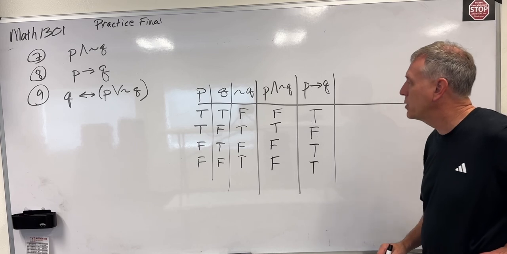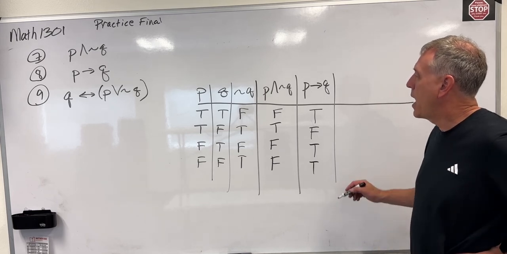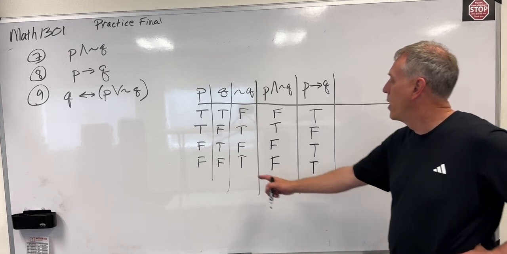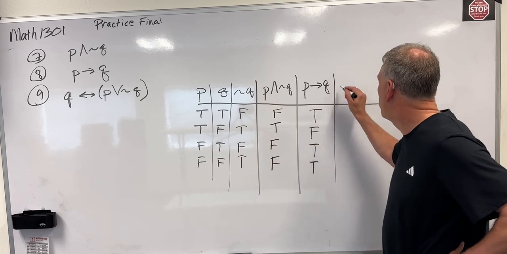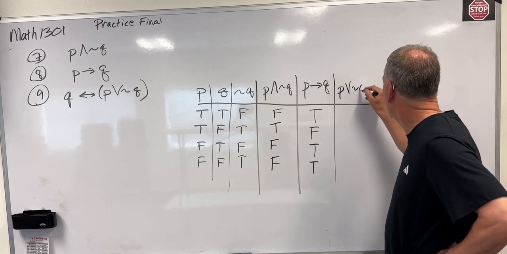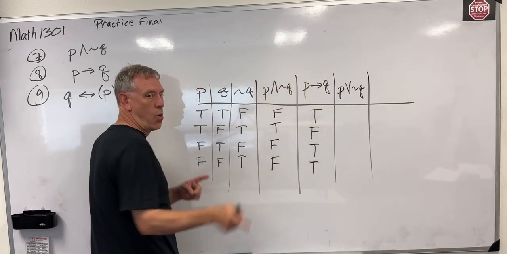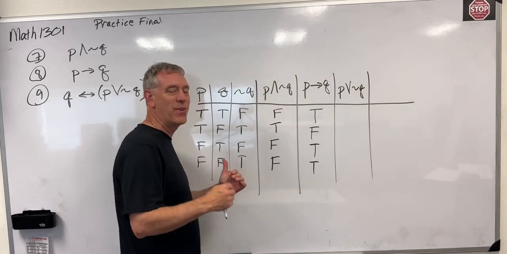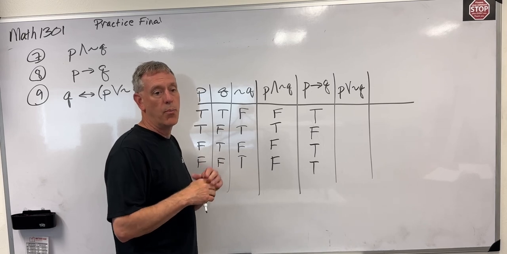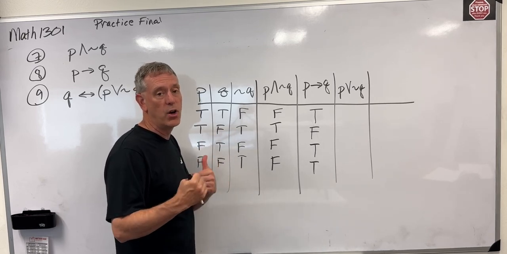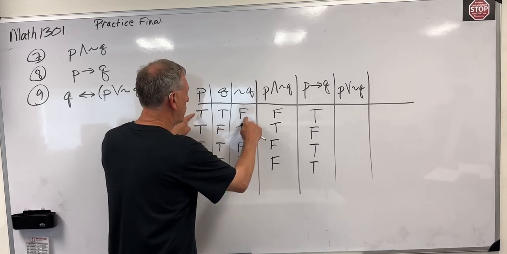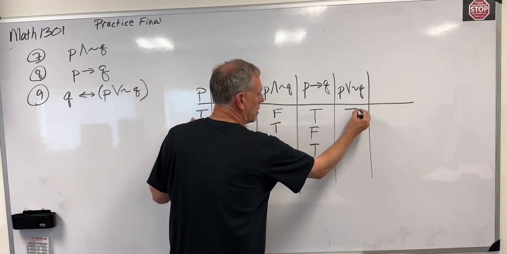Now it comes to the last one. We have not Q already. We need P or not Q. So we're going to compare these two, and it's an or. On ors, that means if either of them are true or both are true, it's true. If they're both false, then it's false. So we have true, false, which is true.